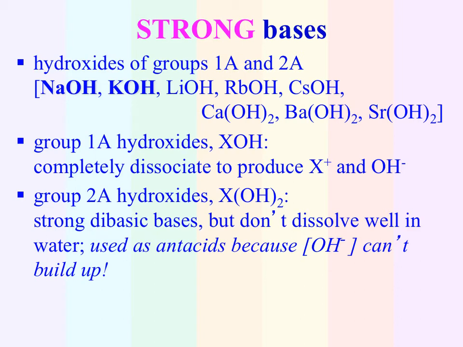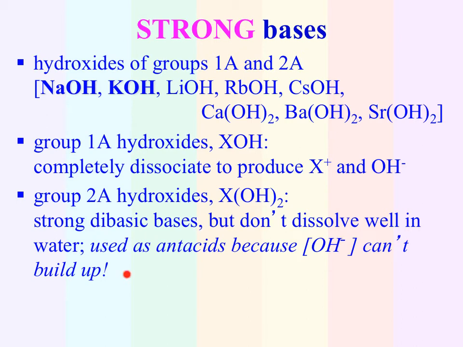Group 1A hydroxides completely dissociate and produce your metal ion and a hydroxide ion. Group 2A hydroxides, on the other hand, are strong dibasic bases. Notice they're dibasic because they have two hydroxide ions attached, but they don't dissolve very well in water, so they're not very soluble, and that's one of their issues. However, they are a strong base because when they do dissolve, they produce that hydroxide.